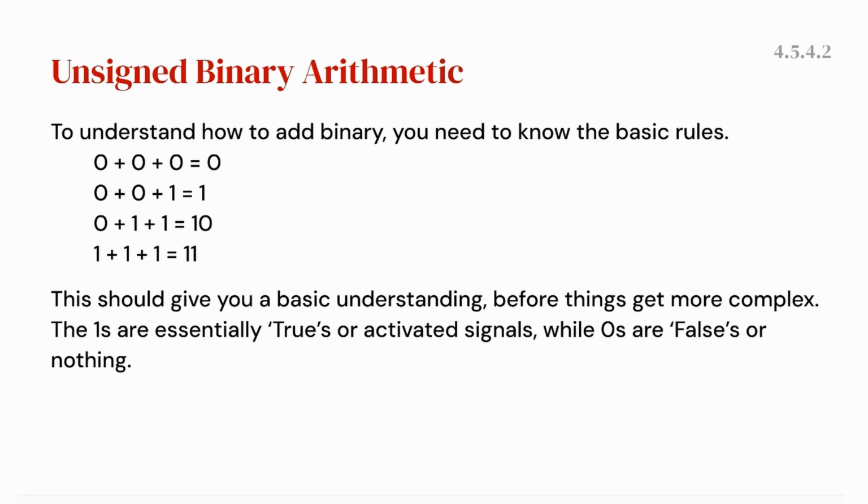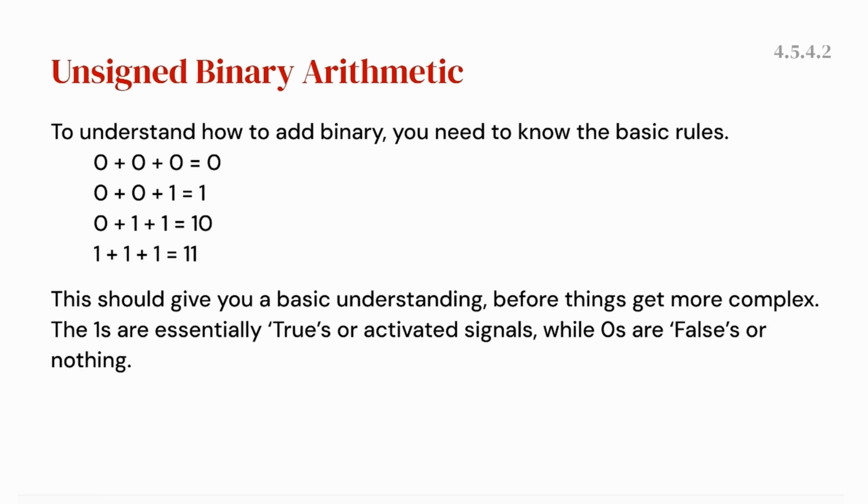We'll also learn about unsigned binary arithmetic. To understand how to add binary, you need to know the basic rules. 0 plus 0 plus 0 is 0. 0 plus 0 plus 1 is 1. 0 plus 1 plus 1 is 10. And 1 plus 1 plus 1 is 11. This should give you a basic understanding before things get more complex. The ones are essentially trues or activated signals, while zeros are falses or deactivated signals, or simply nothing.